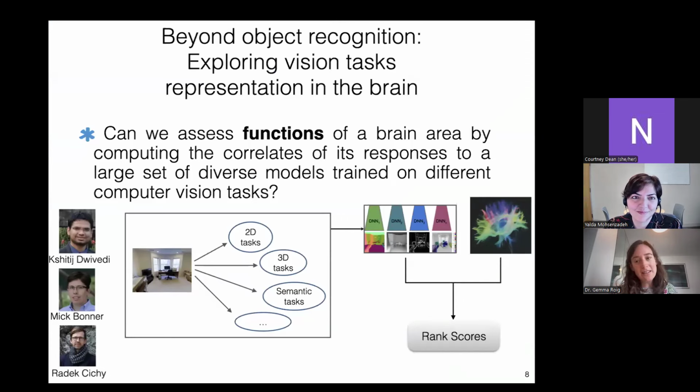So along these lines, also going beyond objects, so what we wanted to ask, so object recognition, we wanted to explore ourselves in our own research.